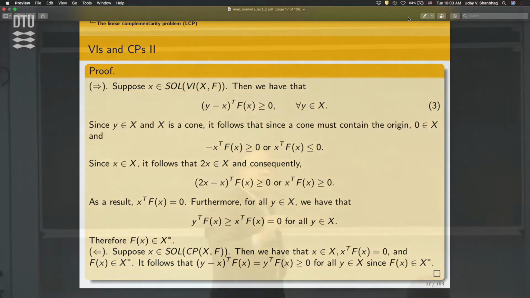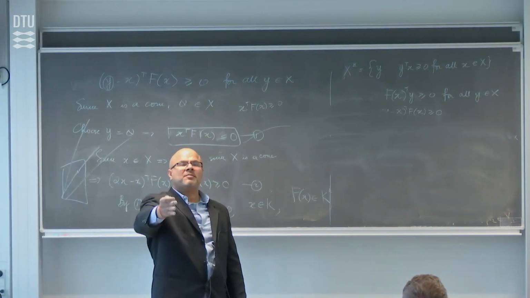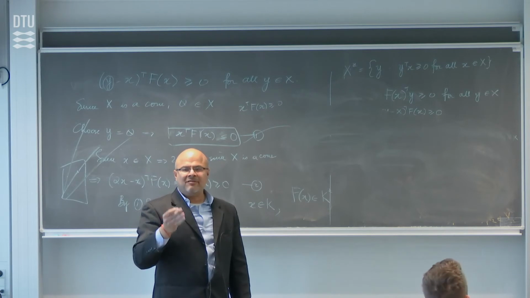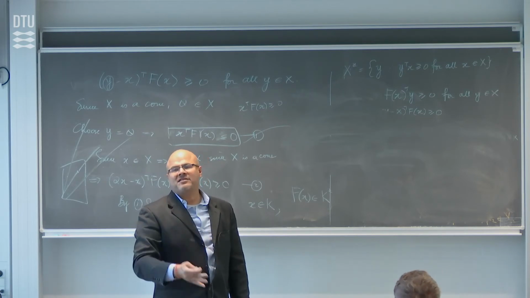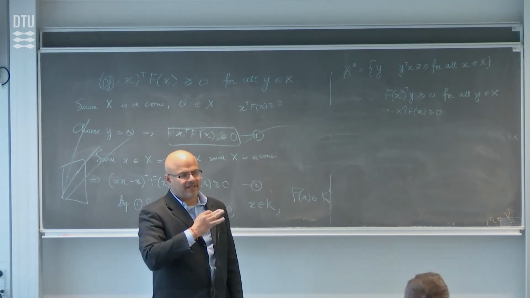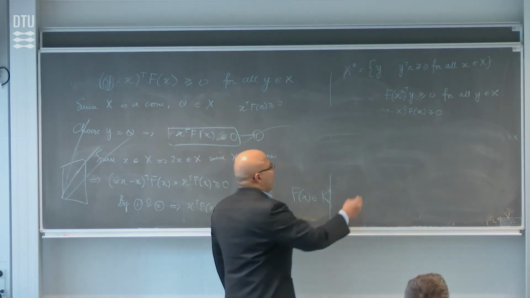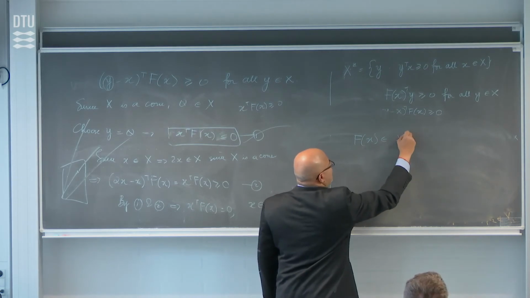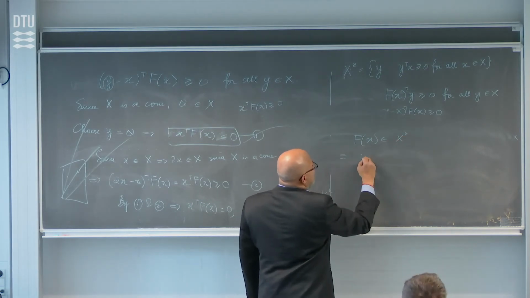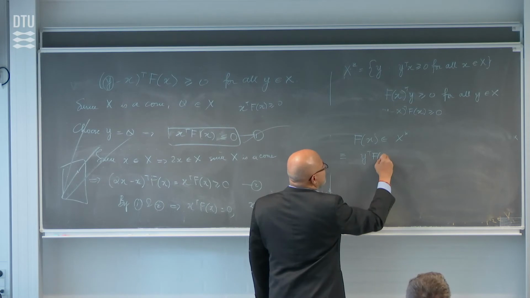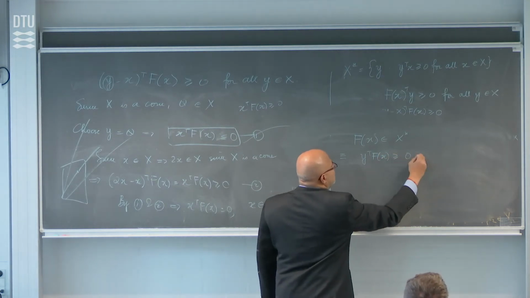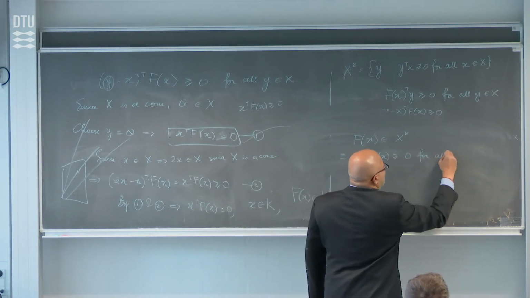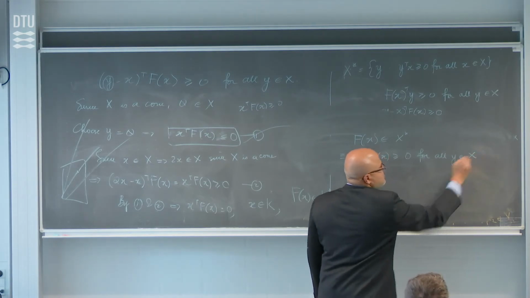So first, why be interested in that? Because that's the third part of the complementarity problem. We need x in capital X, f of x in the dual cone X star, and we need x and f of x to be perpendicular. So if I want to show that f of x lies in X star, that's equivalent to saying y transpose f of x is non-negative for all y in X.